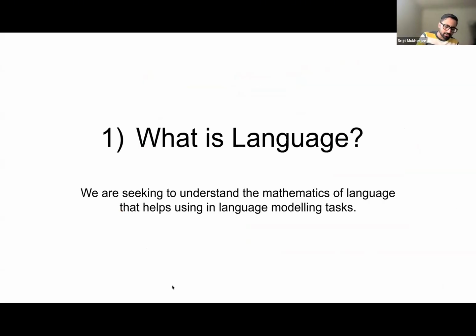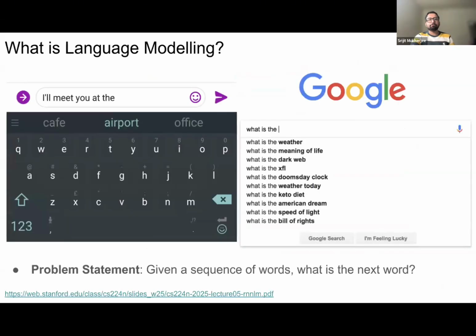So again, we have said that we are seeking to understand the mathematics of language. And to understand that, let's take this example. As has been said, to understand the mathematics of language, we will just take the framework of language modeling, and based on that, we will understand. So what is the definition of language modeling? The definition is simple.